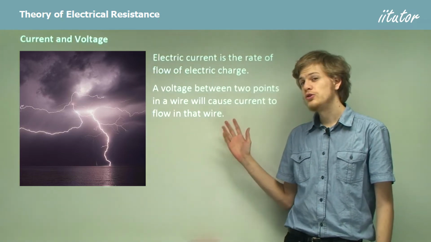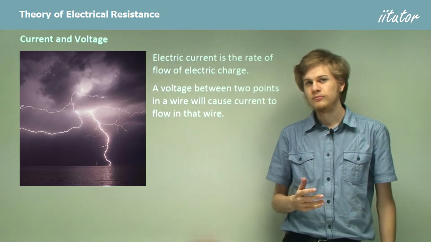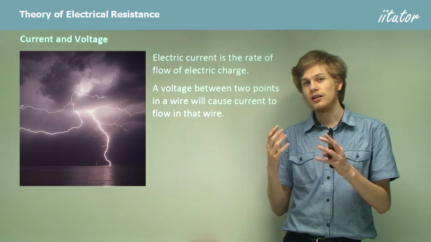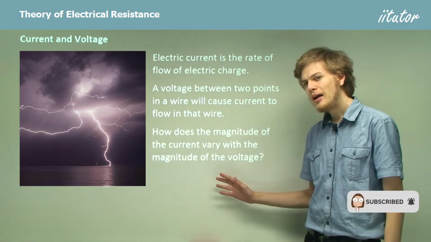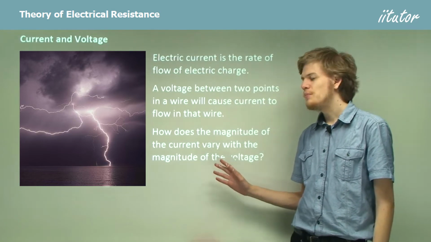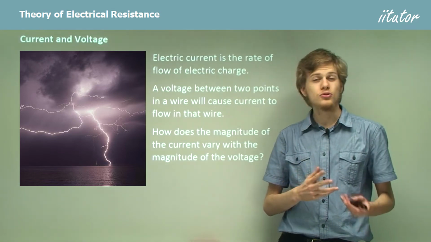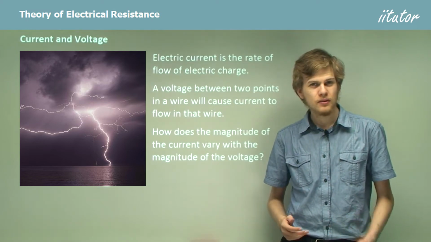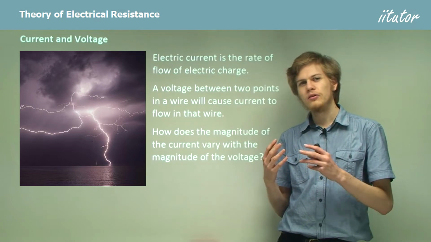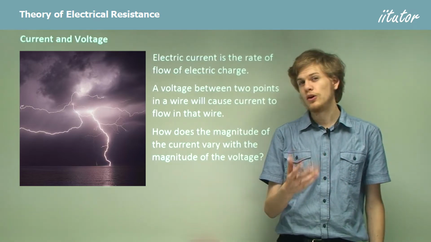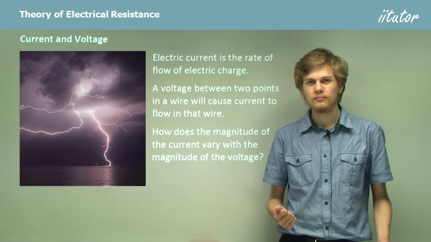Now, a voltage between 2 points in a wire will cause current to flow in that wire. The reason for this is because it makes the electrons inside the wire move. So how does the magnitude of the current vary with the magnitude of the voltage? Do you think that a bigger voltage will produce a bigger current, perhaps? Well, yes, it will. But how will the current increase? Well, it increases the square of the voltage, or linearly, or the square root of the voltage.